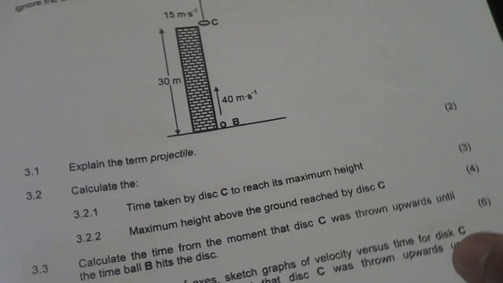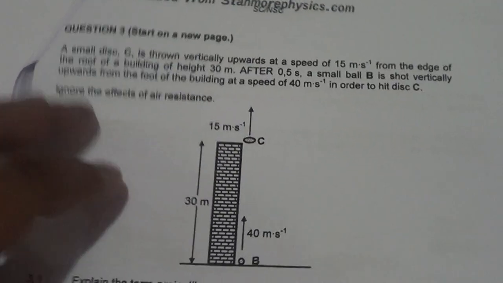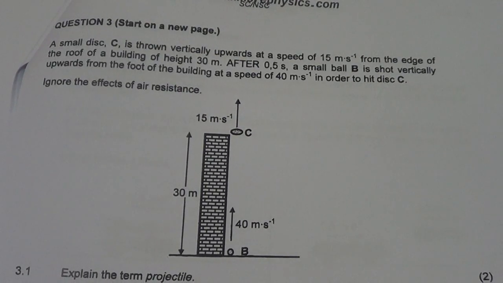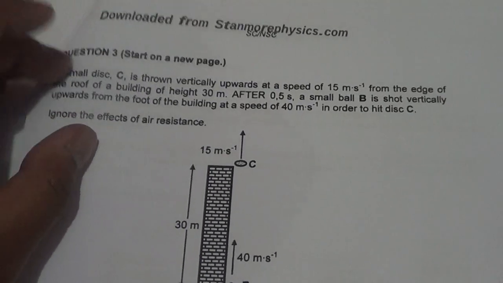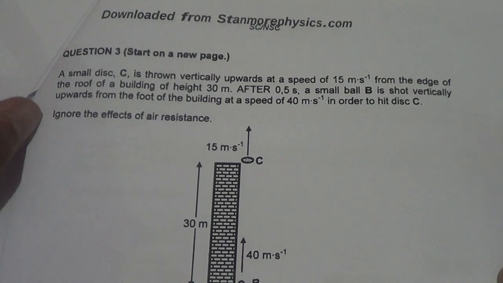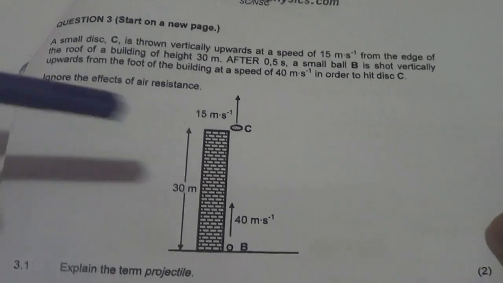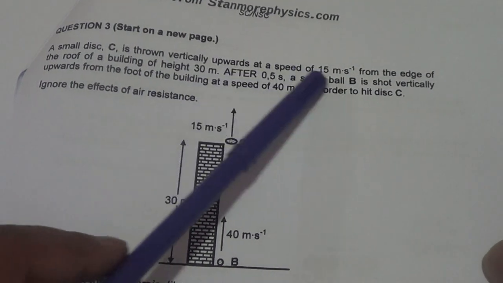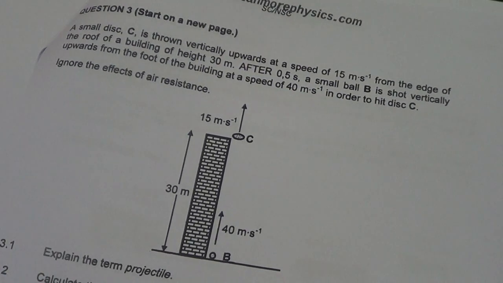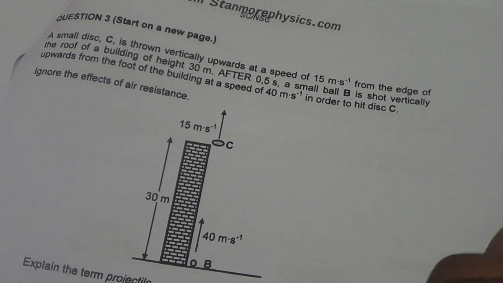We've got to work things out. So this is a nice question too. Usually very tough one, believe me. But let me not say very tough, but it can be made tough. Now question 3 says, a small disc C is thrown vertically downwards at a speed of 15 meters per second. Okay, not a problem.